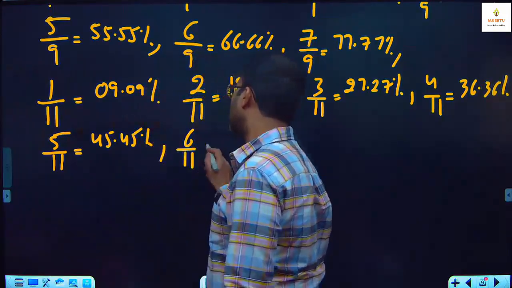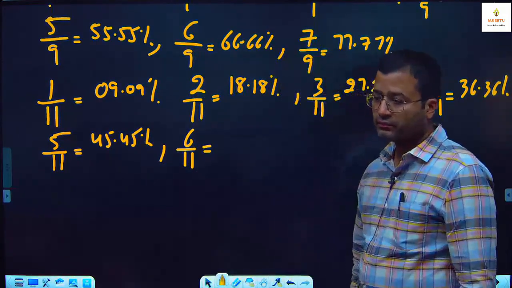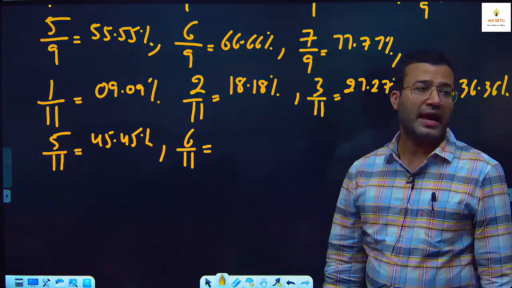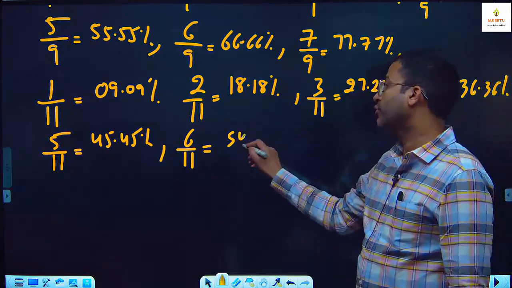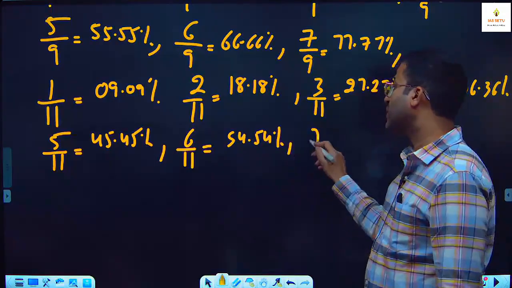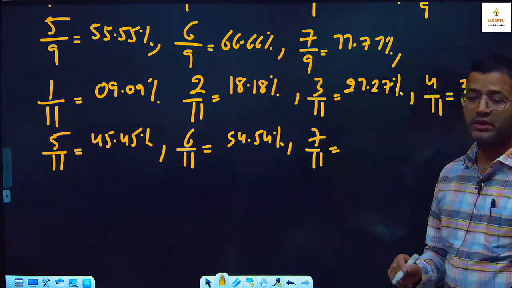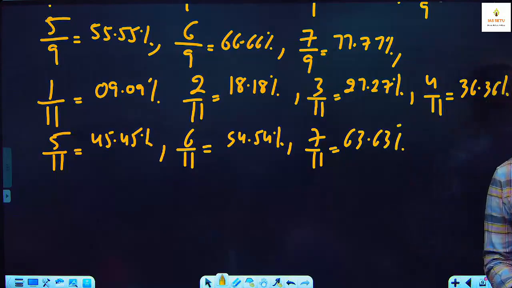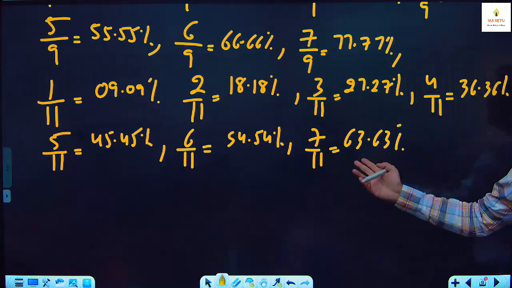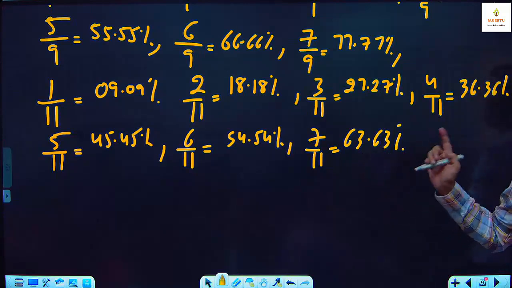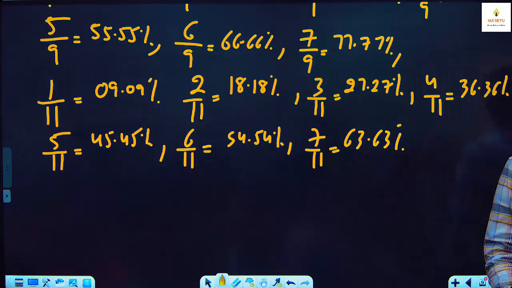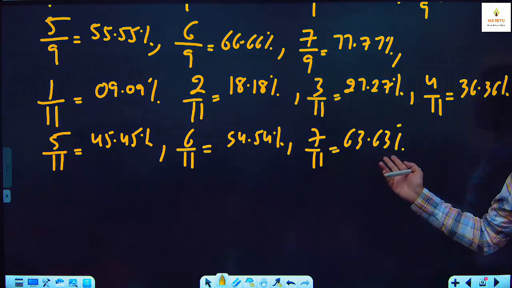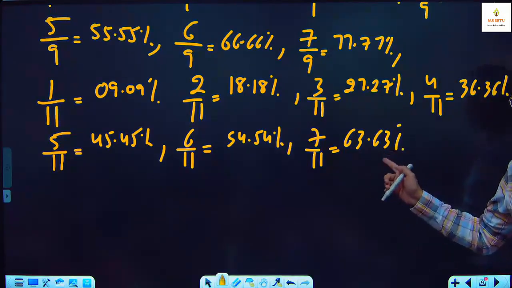What about 6/11? 9 6s are 54, so 54.54%. What about 7/11? 63.63%, and so on. I think you know that rule. Some students read it as sixty-three point sixty-three, but that is a wrong way. After decimal, we read individual digits. Never read it like sixty-three, it is six three.